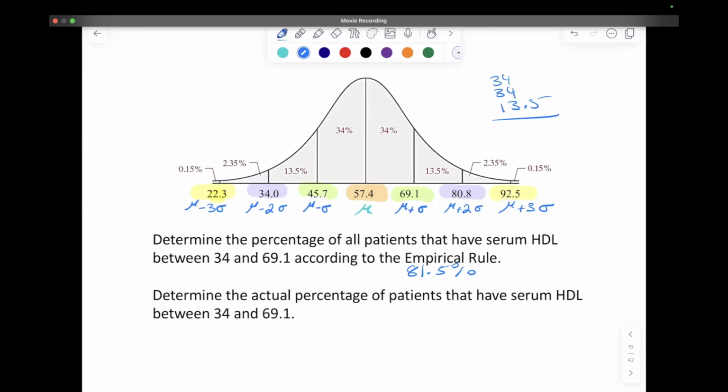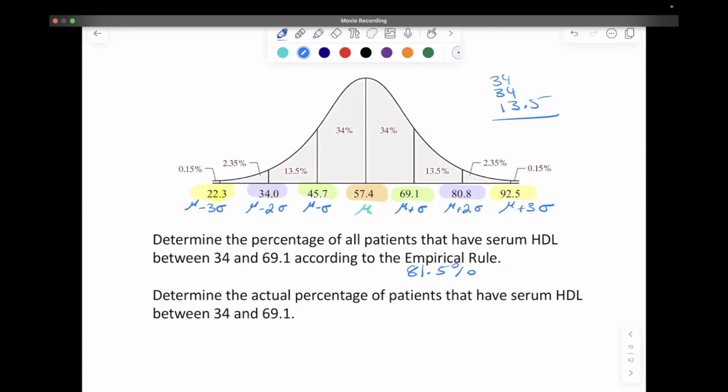So now we're going to go look. It wants to know the actual 2 standard deviations away. I'm not even going to go back there because we just did that. I'm going to tell you the actual percentage of patients that were between 34 and 69.1 was really close.